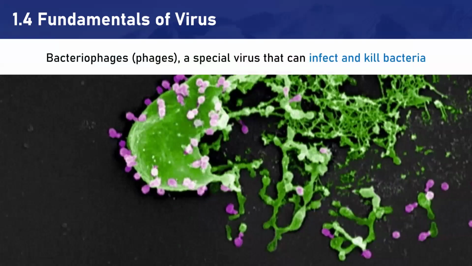So the bacteriophage, or we can call it phages, is a special virus that can kill the bacteria. They infect the bacteria and kill the bacteria. In the picture, we can see the bacterial cells in green and the bacteriophage in purple.